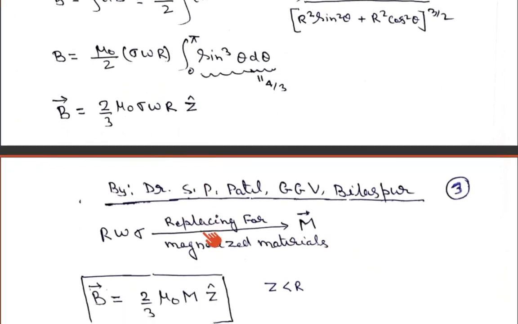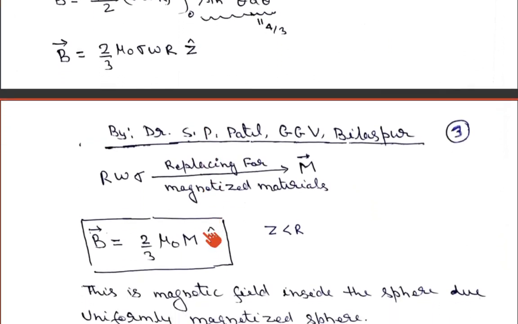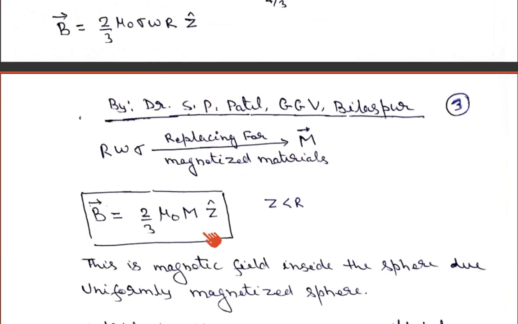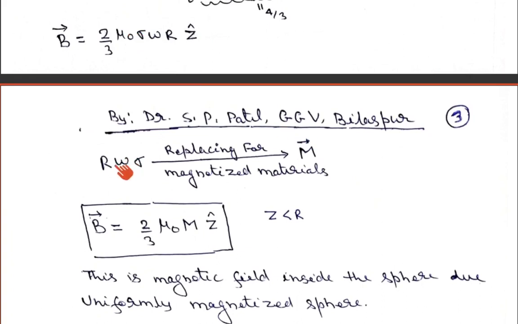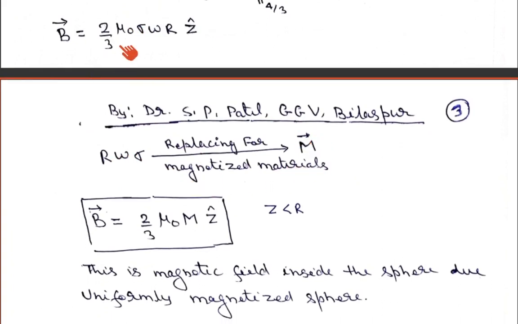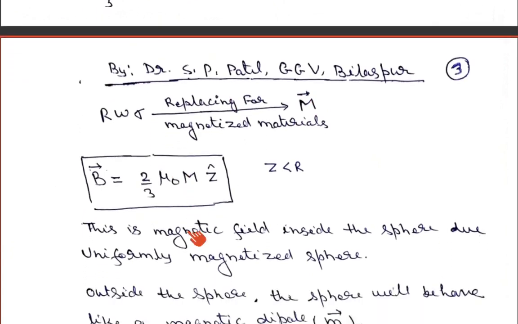Now in order to find out the magnetic field due to a magnetized object, what we have to do, we have to substitute. I have already found out this magnetization is equal to r omega sigma, so that r omega sigma, replacing for the magnetized material, is equal to M. So if we write the magnetic field, in place of r sigma omega we can substitute the value of M. So if we do that, what will we get?